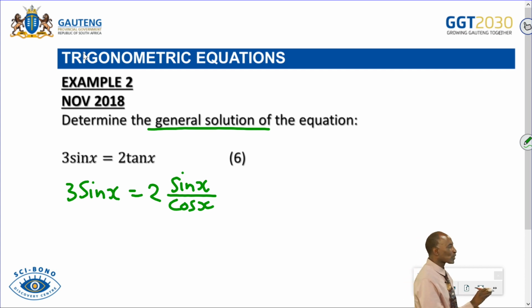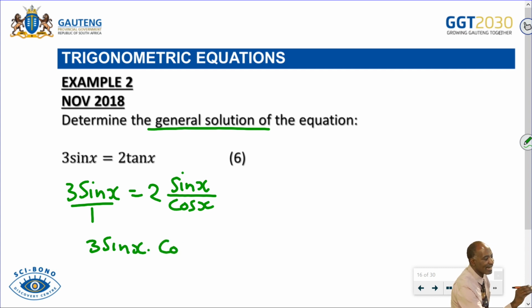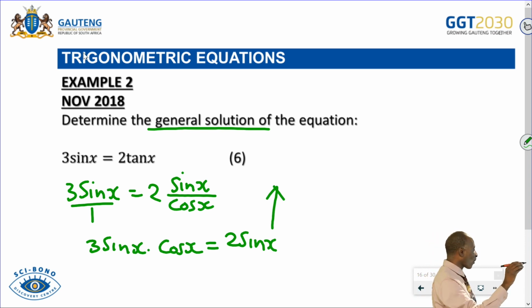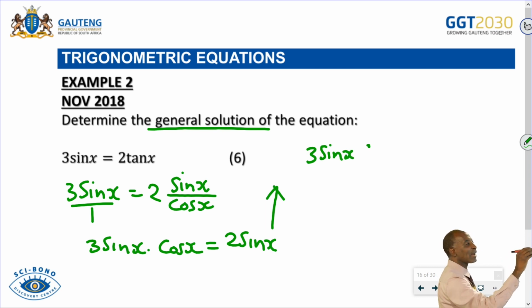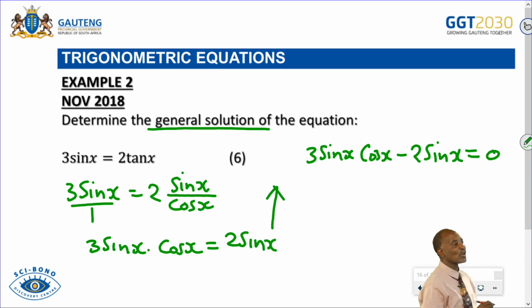Then from there, we are going to cross multiply. We basically have 3 sine x times cos x equals 2 sine x. We can proceed to the other side and form an equation: 3 sine x times cos x minus 2 sine x is equal to 0. What do you notice at this level?